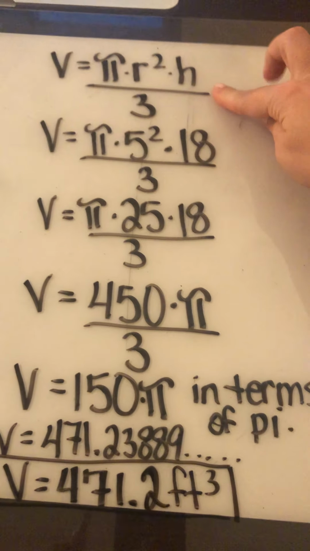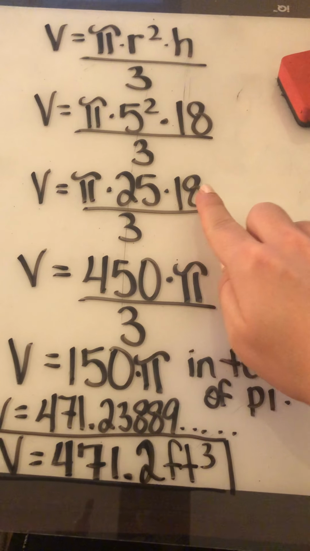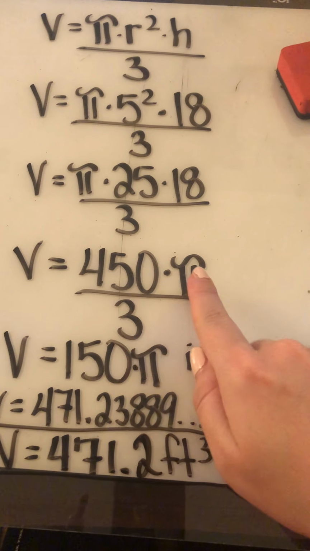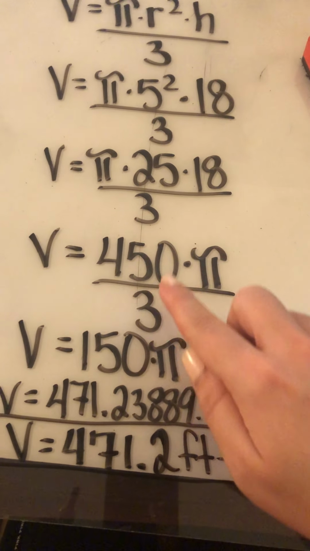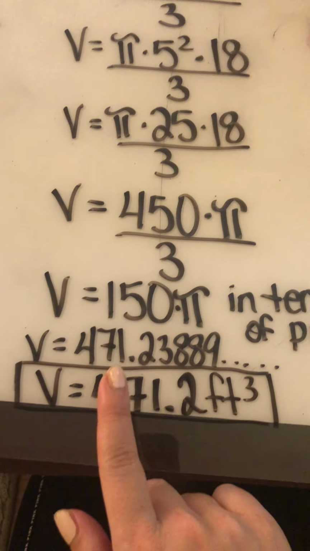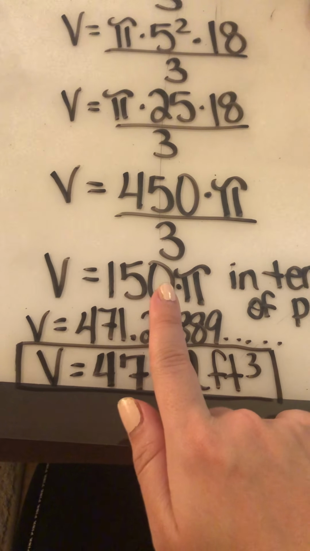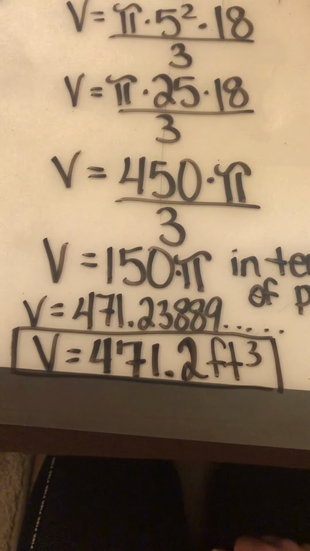So formula, plug in the information, exponents first, multiply the two numbers, use the commutative property, rewrite it if you want. Simplify the fraction with the numbers. That's your answer in terms of pi. And then if you have to round to a given place value, go that extra step and multiply the two, round to the place value provided.